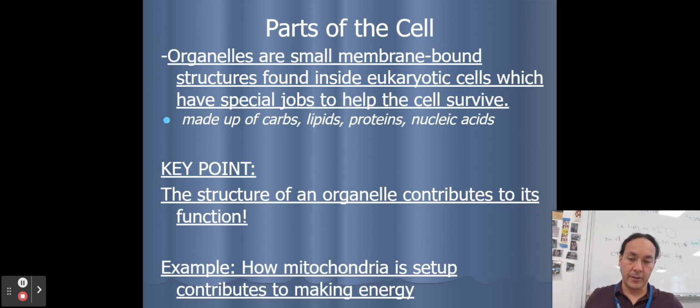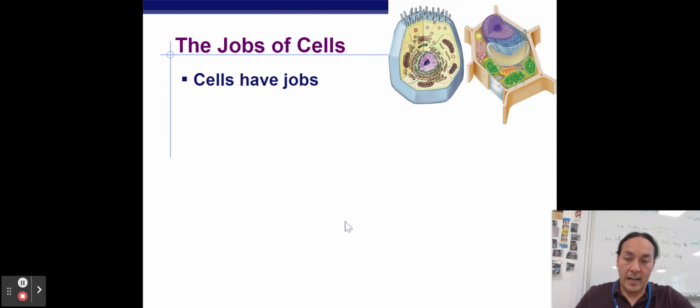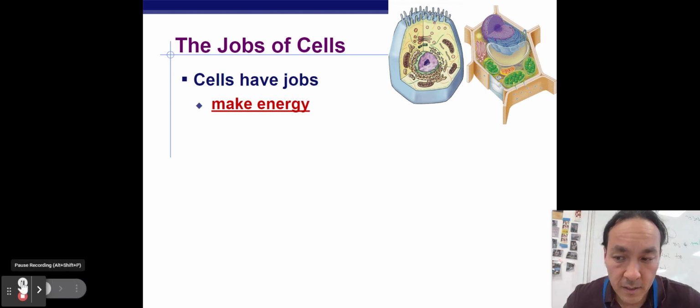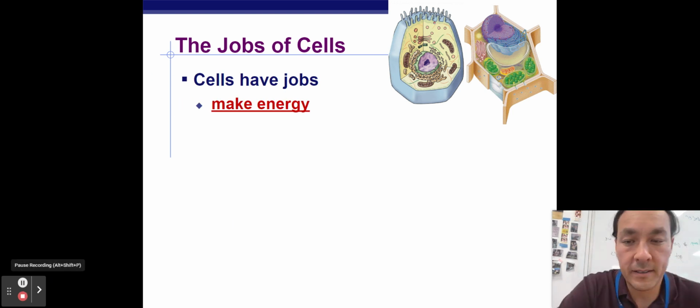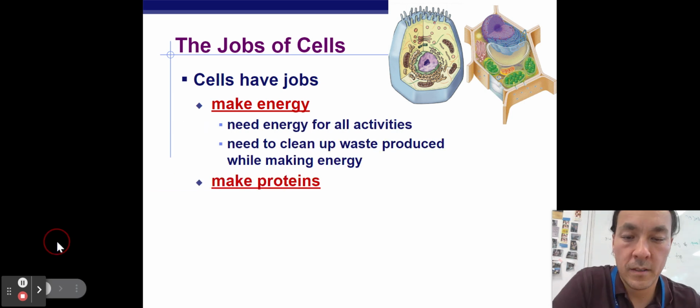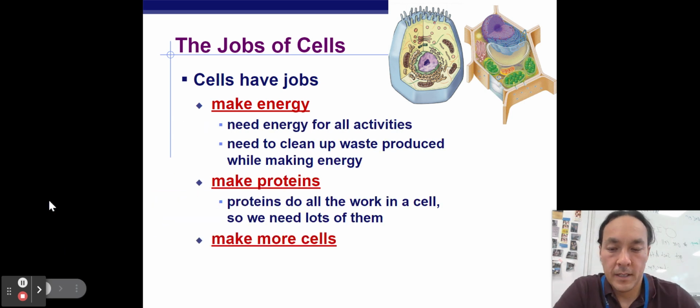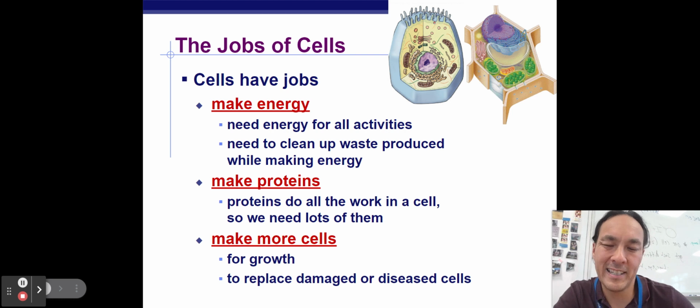All right, organelles inside of eukaryotic cells. The structure of an organelle contributes to its function. You can think about this with the mitochondria. It's set up to make energy. All right, the jobs of cells. There are three main jobs that we talked about in class: making energy, making proteins, and making more cells. We didn't get too much into this last one, so I won't really put it on your test.